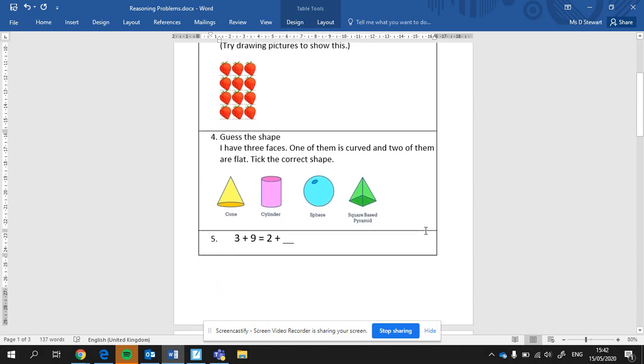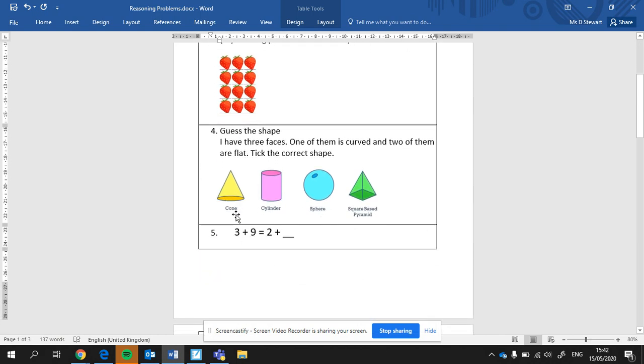And we have to say what shape is shown here. We've got cones, cylinder, a sphere, and a square-based pyramid. So we need to look at the shape that has 3 faces. One of them's curved and 2 flat. So it can't be the cone because it's got 1 curved and 1 flat. It can't be the square-based pyramid, it doesn't have any curved faces. Can't be the sphere because it has 1 curved face. It's the cylinder. Top and the bottom are flat faces and it's got 1 curved face all the way round.